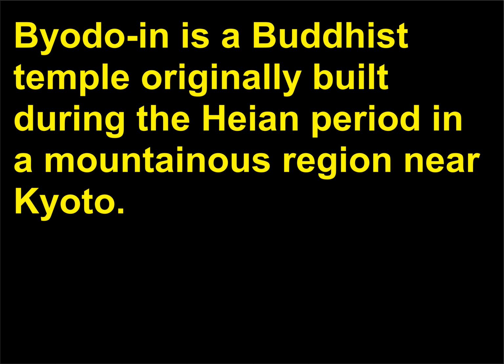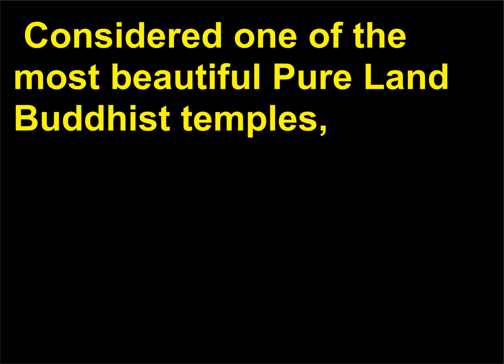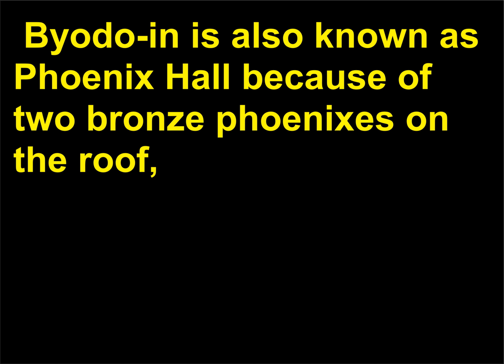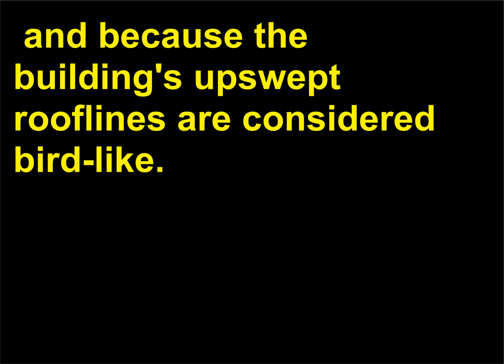Byodo-in is a Buddhist temple originally built during the Heian period in a mountainous region near Kyoto. Considered one of the most beautiful Pure Land Buddhist temples, Byodo-in is also known as Phoenix Hall because of two bronze phoenixes on the roof, and because the building's upswept rooflines are considered bird-like.